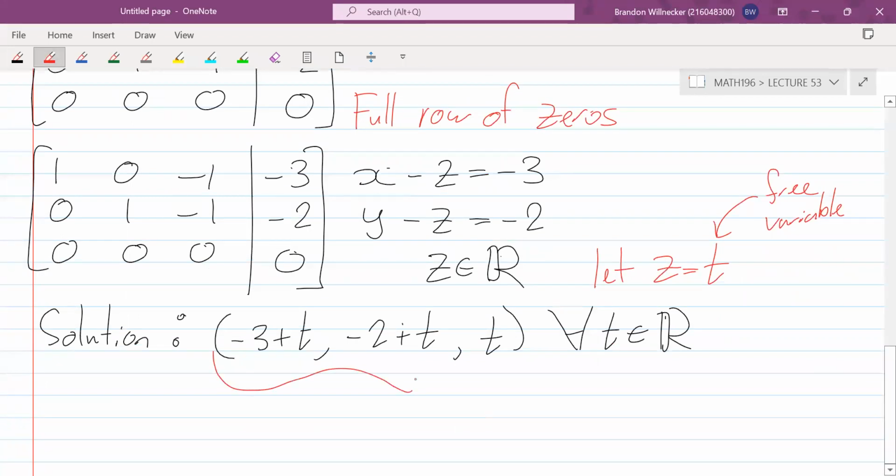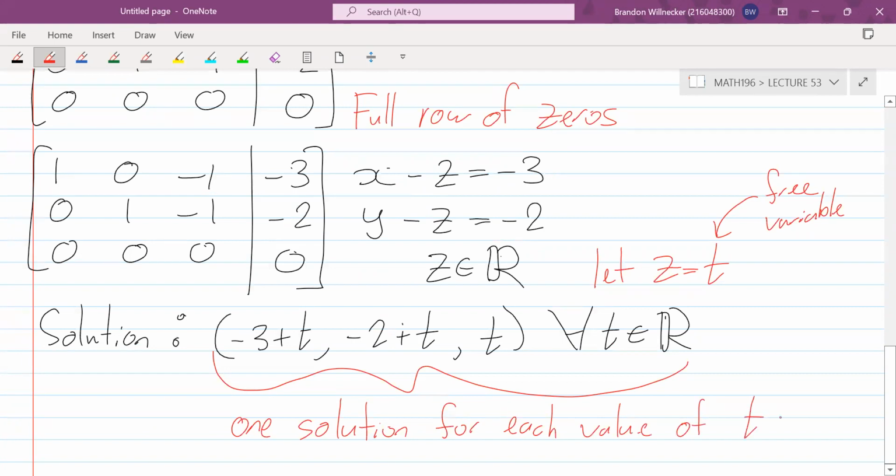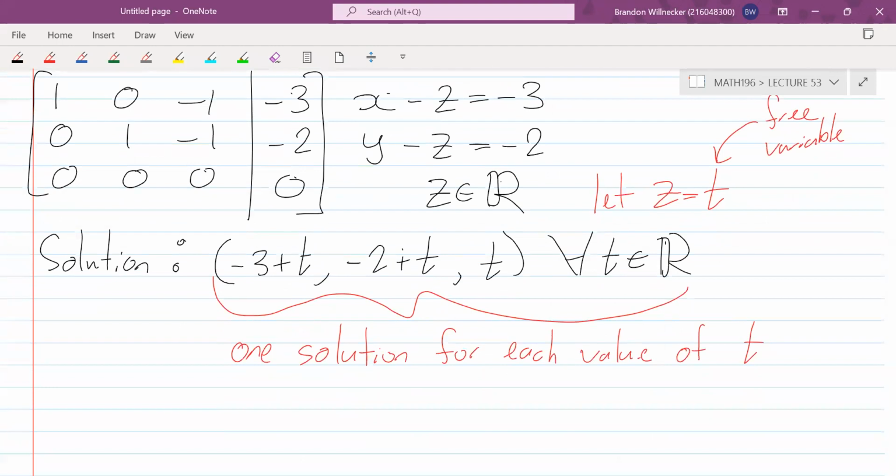And this is for all t being a real number. So in fact, we don't get one solution, we get infinitely many. So we get one solution for each value of t. Okay, so we get infinitely many. So in this case, the system is consistent and dependent.